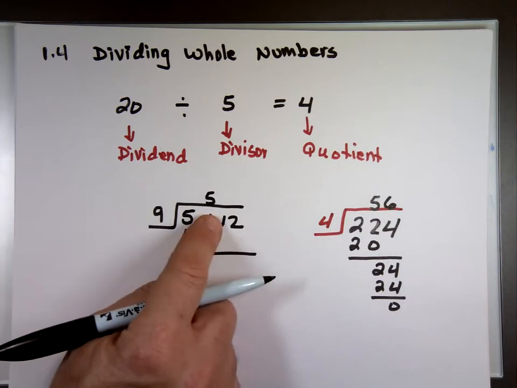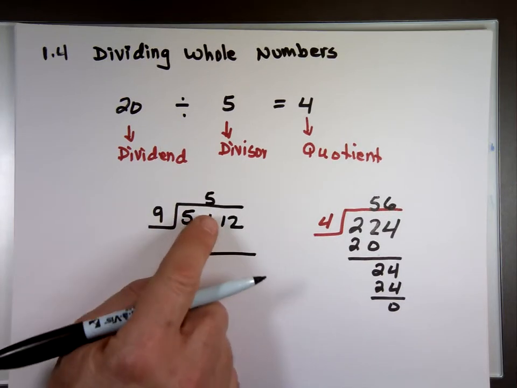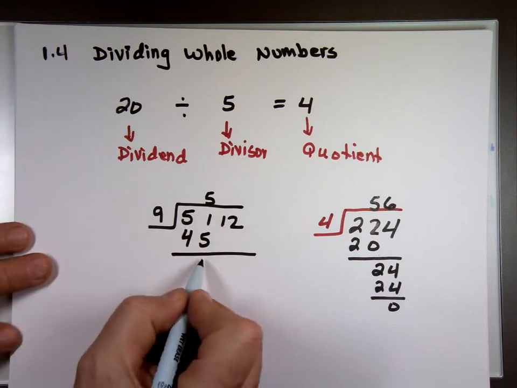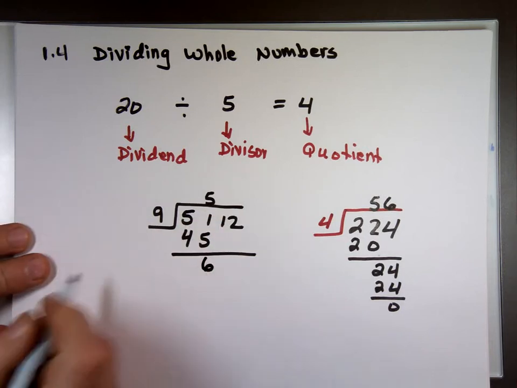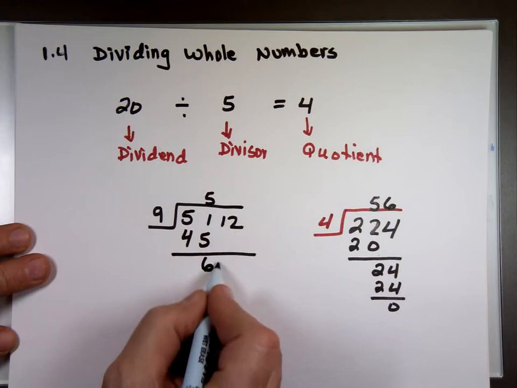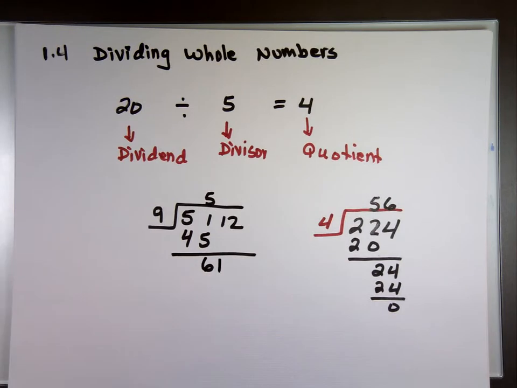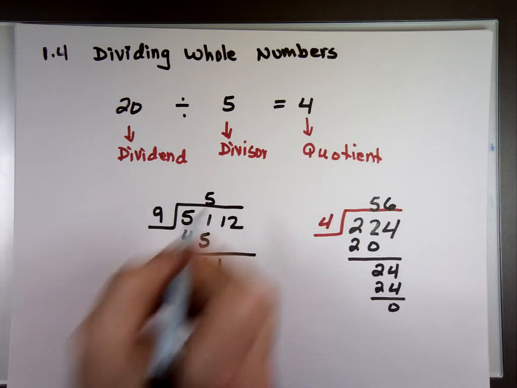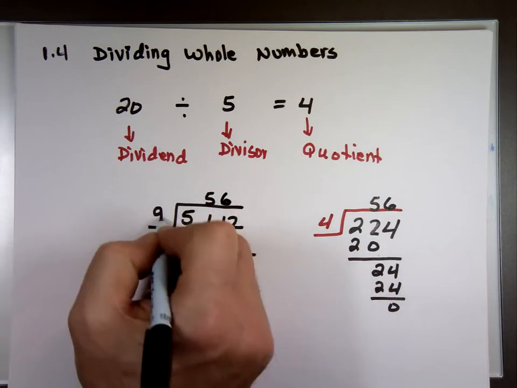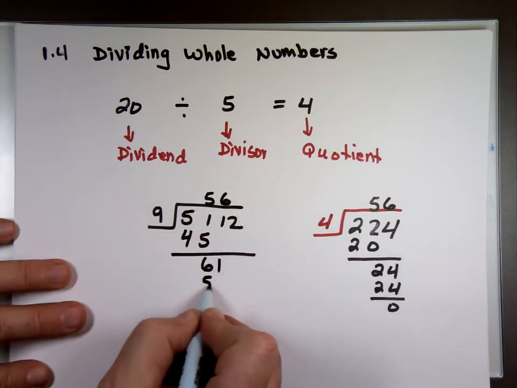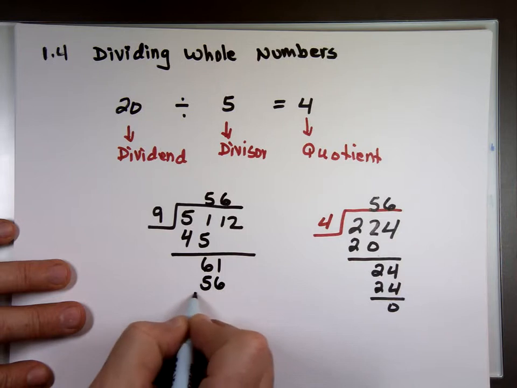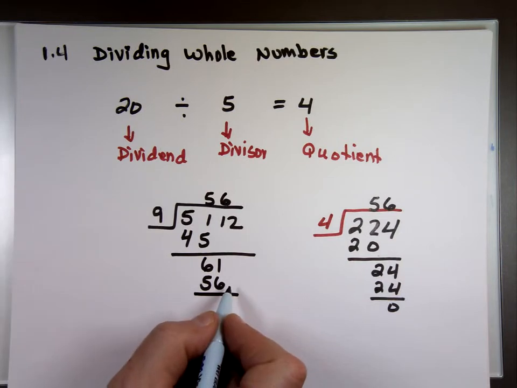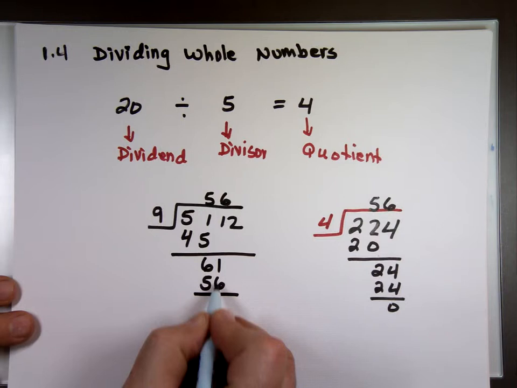Five from 1, you can't. We borrow 1 from this. 5 from 11 is 6. Now bring that 1 down. 61 by 9. Could that be 6? 6 times 9 is what? Oh, 54, I'm sorry. 9 times 6, 54.